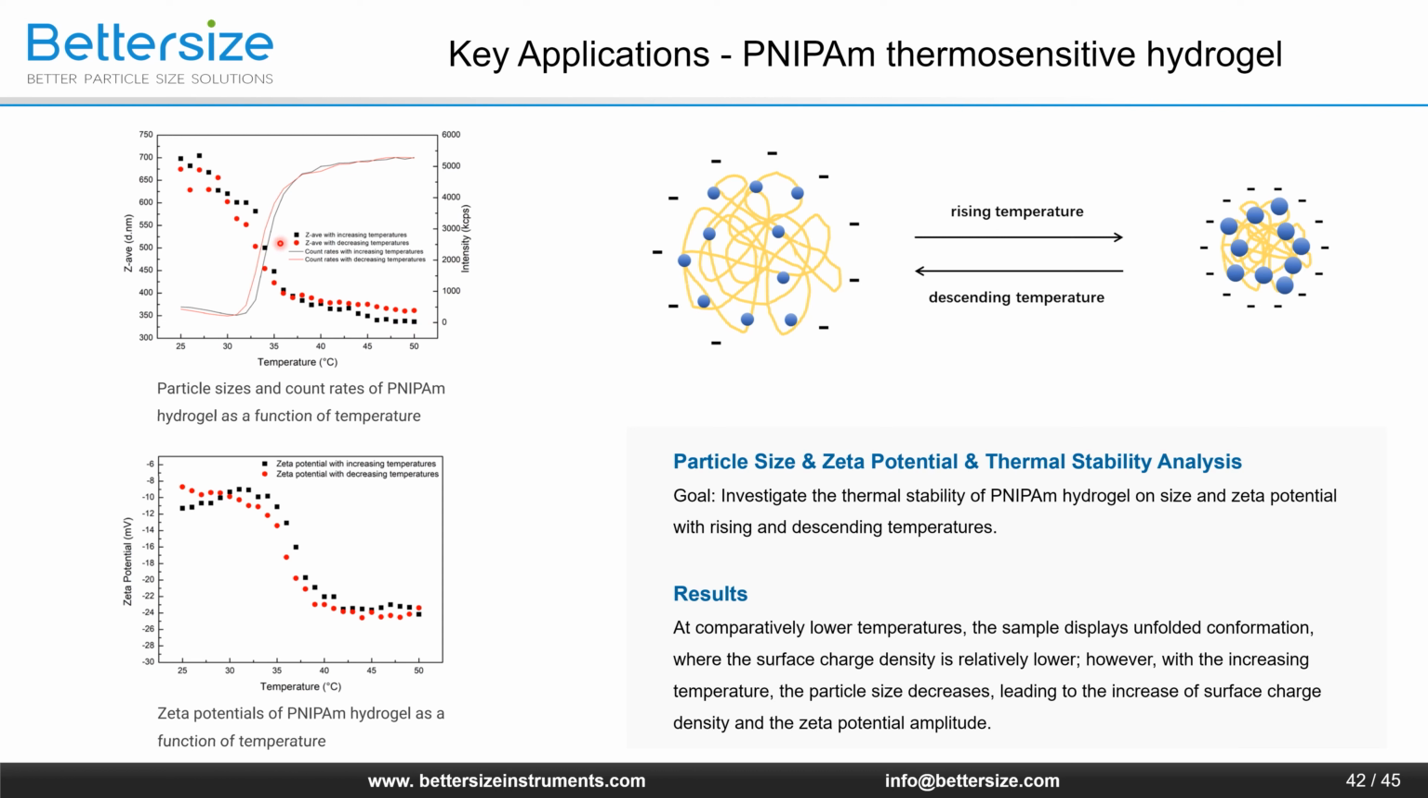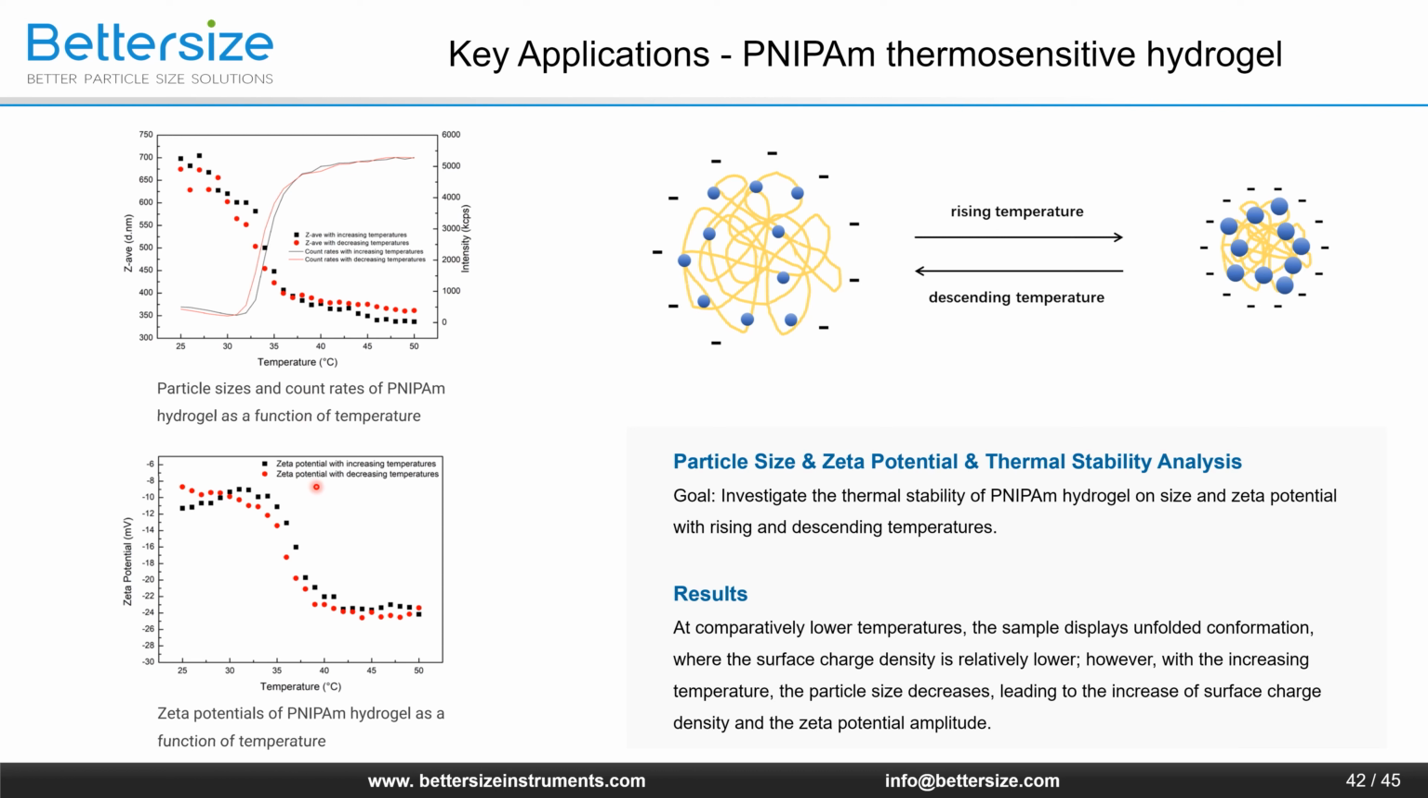Obvious hysteresis of the phase transition can be observed in the heating and cooling cycle. It is because NIPAM needs to absorb energy in order to form the hydrogen bonds upon heating, while the cooling process is attributed to the release of energy from the breaking of hydrogen bonds.